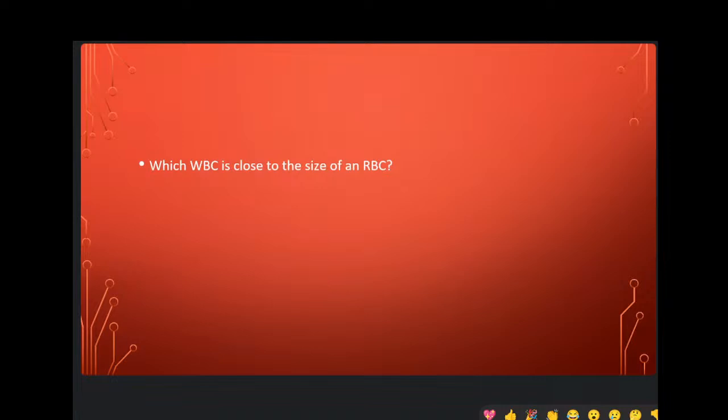Now, let's talk about WBC, the important one. Which WBC is close to the size of an RBC? That is a lymphocyte. If you look at the size of a lymphocyte and compare the histogram of an RBC to it, you'll see that the size is almost the same. And again, that is another question that will be asked of you. But before we go there, another follow up, another recall question is on the next slide.